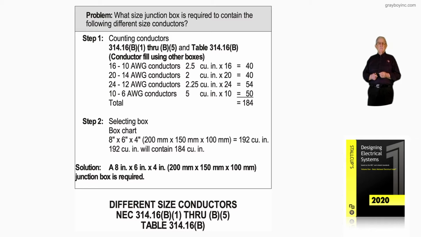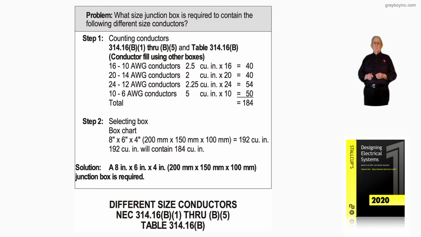16 number 10s. Each number 10 is good for 2.5. We have 16 of them, 40 cubic inch. We have 20 number 14s, 2 cubic inches each. 20 of those, 40. We have 24 number 12s. Each one is good for 2.25 times 24, 54 cubic inch. We have 10 number 6s, 5 cubic inch, times 10, we come up with 50 cubic inch.